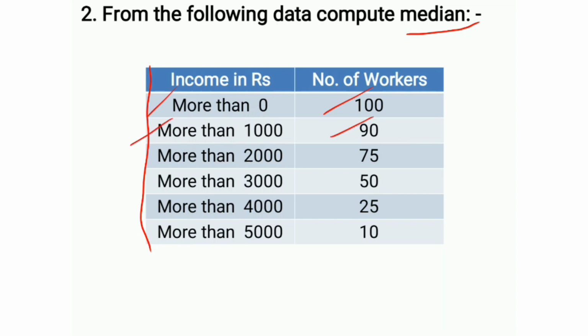90. More than 2000, 75. Finally more than 5000, there are only 10 people who are getting a salary of more than 5000 rupees. This is what the question gives. They have asked to calculate the median value. Okay, we'll go to the solution part.